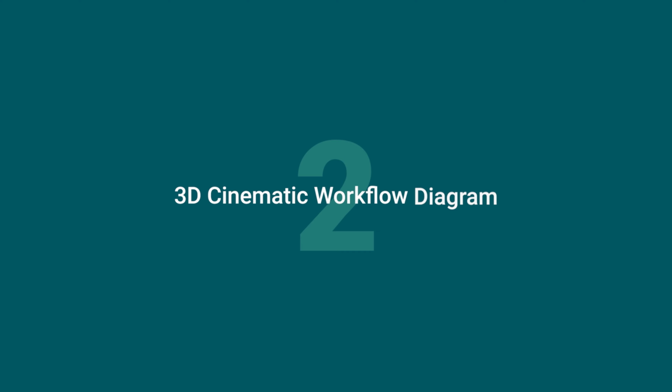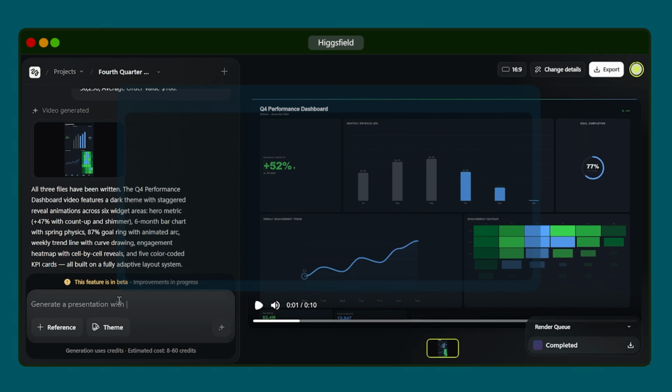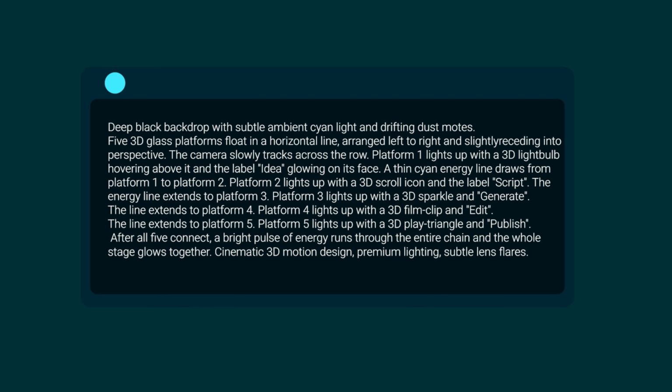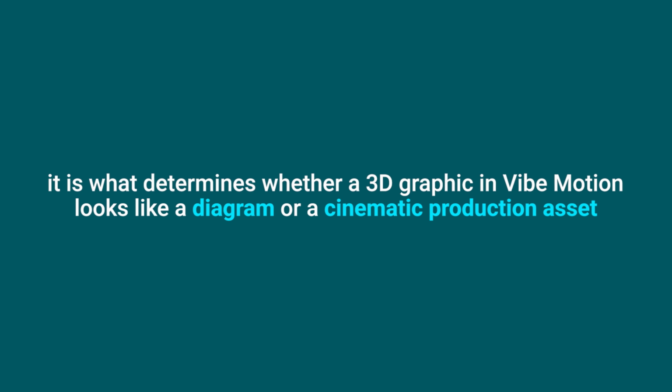The second motion graphic is a 3D cinematic workflow diagram. Choose Start from Scratch and paste in this prompt. There is one principle in this prompt worth understanding, because it is what determines whether a 3D graphic in Vibe Motion looks like a diagram or a cinematic production asset.